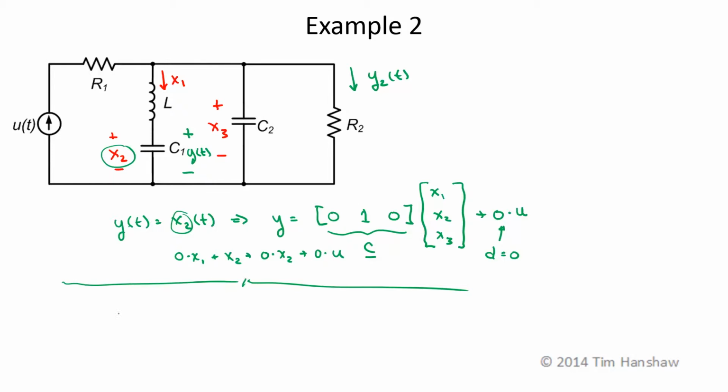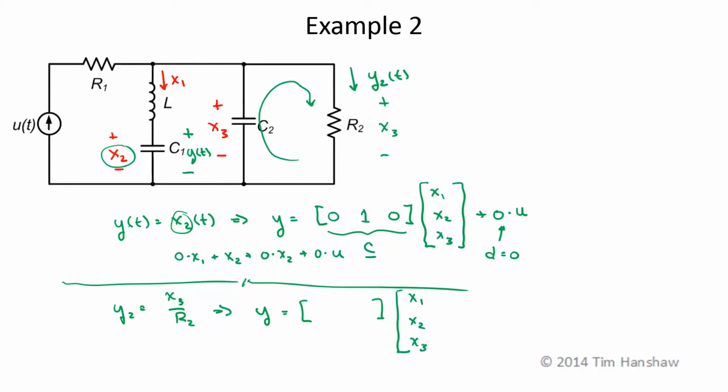In this particular case, y2 is the voltage across the resistor divided by its resistance. If I do KVL around this loop here, this voltage is x3. So y2 is x3 over R2. If I write that in matrix form, y is equal to some row vector times the states x1, x2, x3 plus some number times u. Nothing times x1, nothing times x2, 1 over R2 times x3, and nothing times u. So in this particular choice of output, this is my C vector, and my D is still equal to 0.